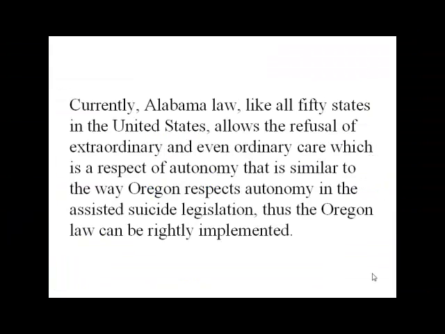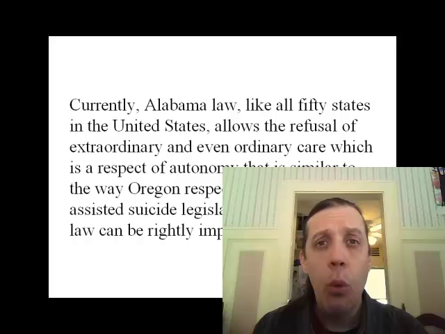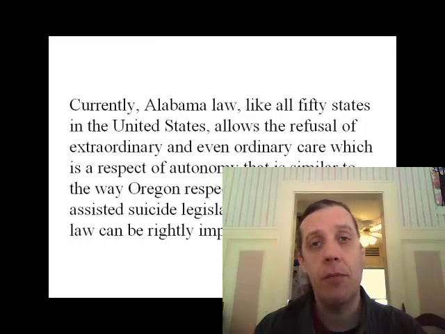To give you a sense of what I'm looking for in these sentence rewrites, I'm going to walk you through a rewrite of one sentence that's not in the exercise, but is similar to many of the sentences in the exercise. So here's your sentence. Currently, Alabama law, like all 50 states in the United States, allows the refusal of extraordinary and even ordinary care, which is a respective autonomy that is similar to the way Oregon respects autonomy in the assisted suicide legislation. Thus, the Oregon law can be rightly implemented. Now, what is wrong with this sentence?